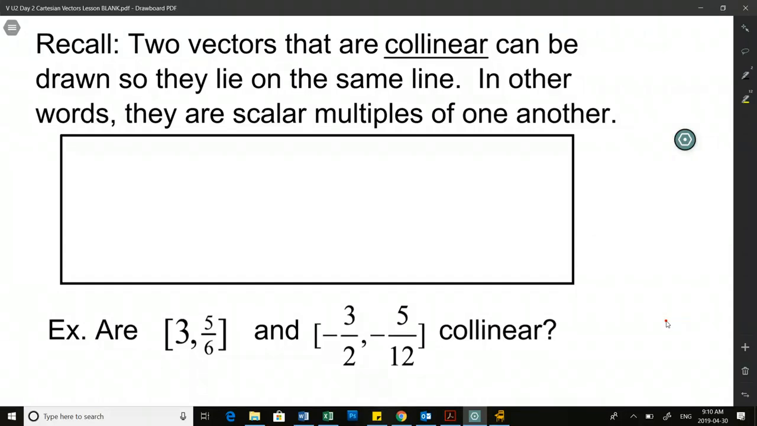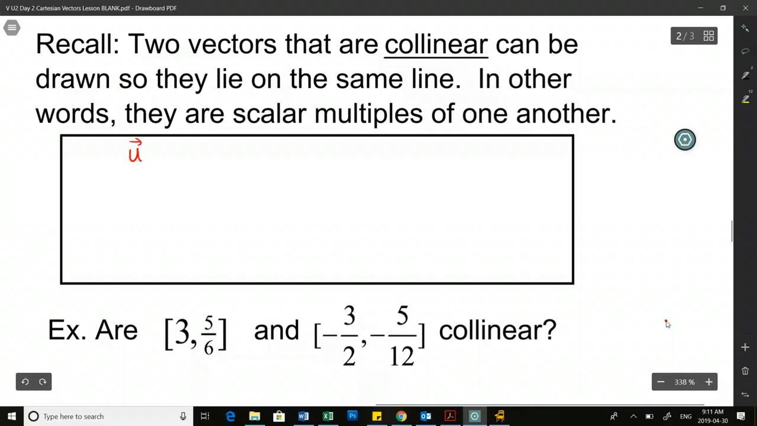All right, so if vectors lie on the same line, or they are parallel, but not necessarily equal in magnitude, we say that they're scalar multiples of one another. The way that we can check if two vectors are collinear, or scalar multiples of one another, is we check the ratio between the x-coordinates of the vector, and we see if it's equal to the ratio between the y-coordinates of the vector.